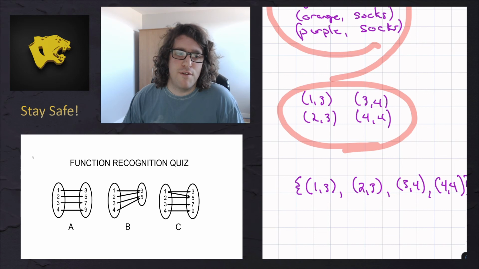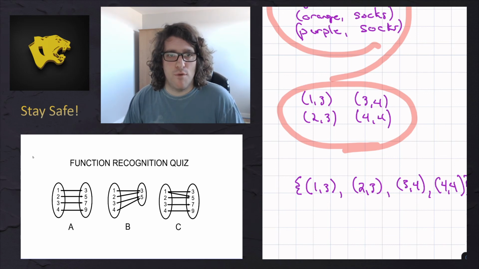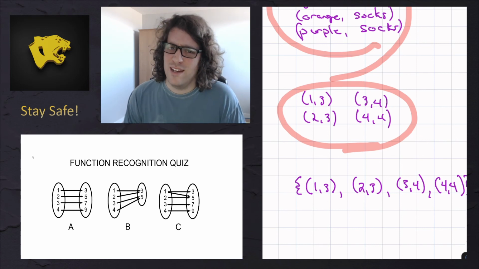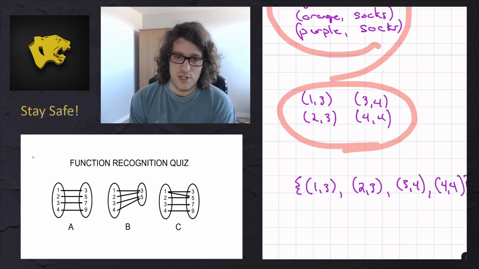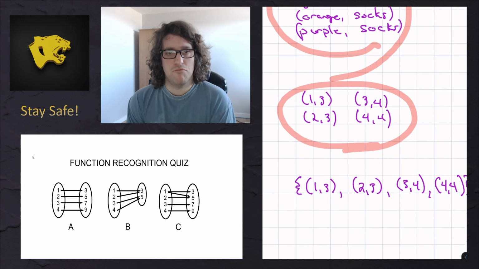A represents a function. Every one of the four elements in the domain is related to exactly one element in the range. B, each one of the four elements in the domain is related to exactly one element in the range. Now you might say, but it's related to the same one. That doesn't matter actually. For each element that you have in the domain, there's the one.